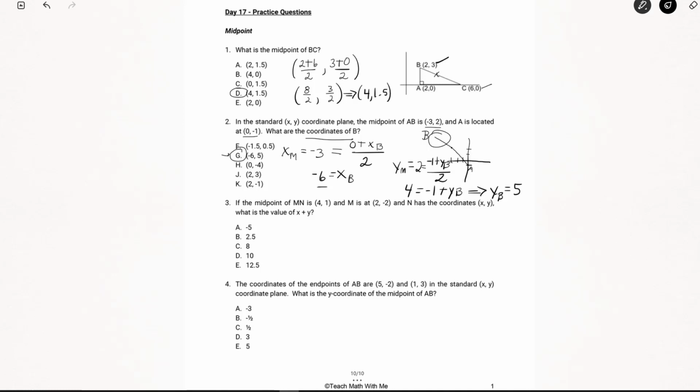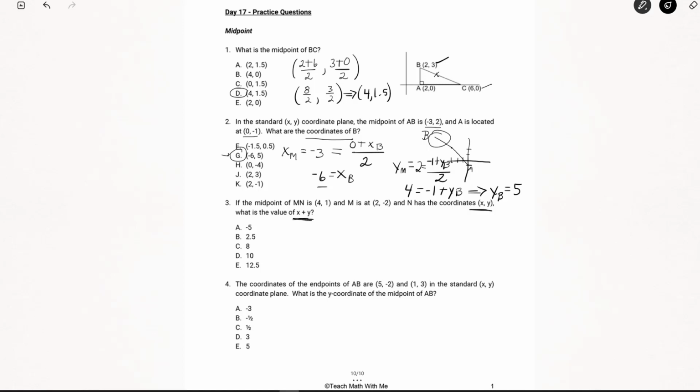Let's take a look at number 3. If the midpoint of MN is (4, 1), and M is at (2, -2), and N has the coordinates (X, Y), what is the value of X plus Y? So this problem almost goes a step further. We're given the midpoint, and we're given another point, and we have to find the third point, but we have to use this X and Y value to find this sum of X plus Y.